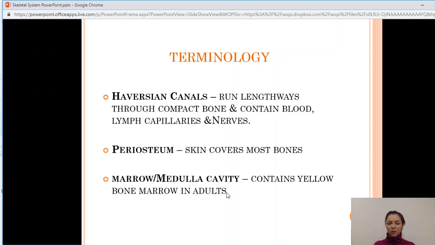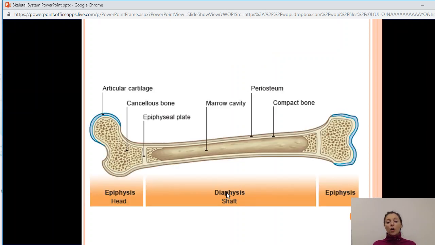It's not very noticeable. Marrow is found in what we call the medullary cavity. So the medullary cavity contains yellow bone marrow in adults. Really only in adults, because we have a lot of red bone marrow when we're younger, and we'll go through the functions of that in a while. Let's have a look and see if we can label the diagram. So it's already there, but let's go through what we just learned and see if we can recognize what we were talking about.